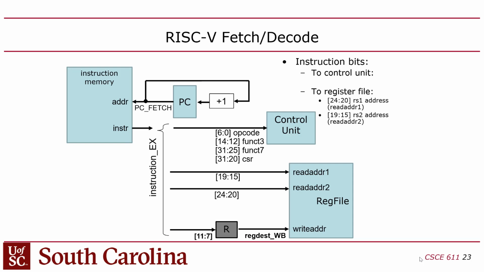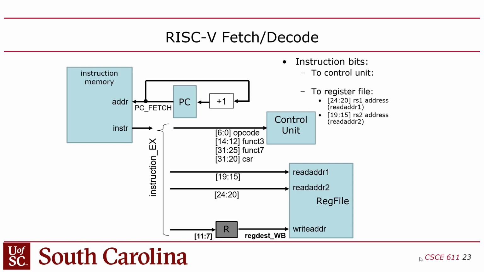Well, you could, but then you'd have to delay the whole instruction. I usually just call this 5-bit signal regdest write back. But again, you can call it whatever you want. Basically, same signal, two different names, but also phase shifted by one cycle relative to one another. Okay? Any questions about that?